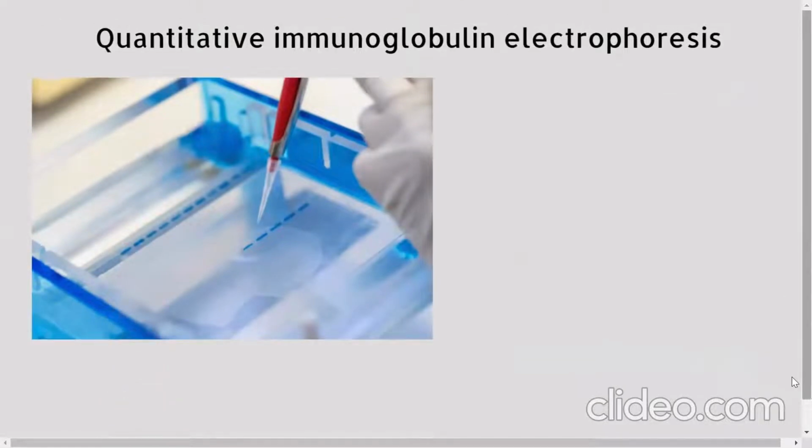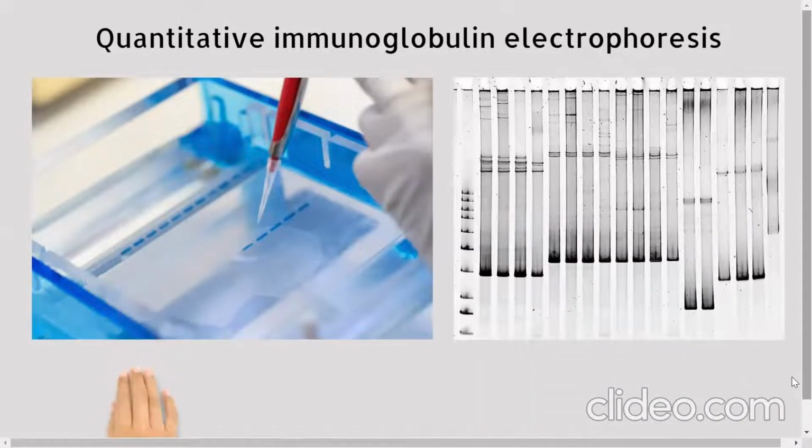Quantitative immunoglobulin electrophoresis. This test measures the different types of antibodies in the blood. High levels of immunoglobulin G and A are most often found in high amounts in people with multiple myeloma.